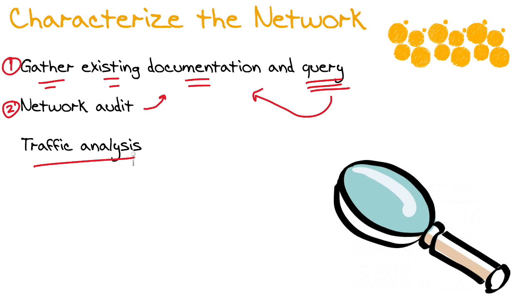Although this third step is a great principle, oftentimes it gets a little costly to actually do in an actual project. But classically, we can gather the existing documentation as step one. And as part of that, of course, we're querying the organization, do our network audit, and then do traffic analysis.